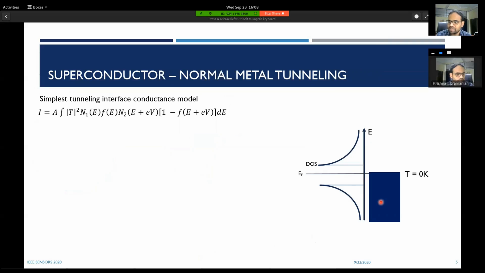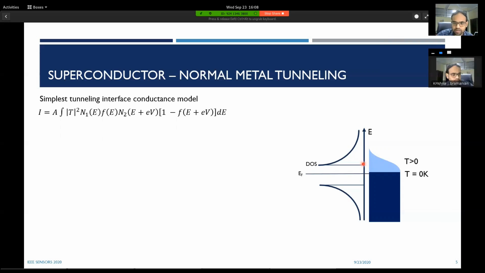So let us say that we have a metal at 0 Kelvin where all the electronic states below the Fermi level are completely filled, and if we interface it with the superconductor as shown here, you can see that the tunneling current is going to be 0, in the sense that there are no states in the superconductor where the electrons from the metal can tunnel into. However, if we increase the temperature, you can see that there are certain energy levels where you can have electrons jumping from the normal metal to the superconductor, depending upon the transmission probability of this interface.